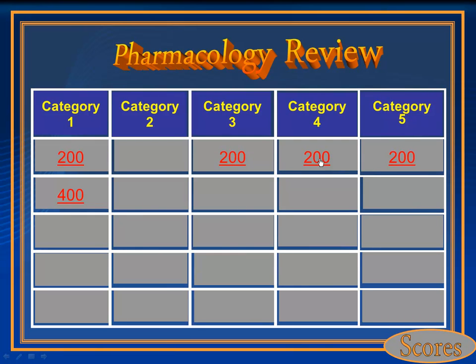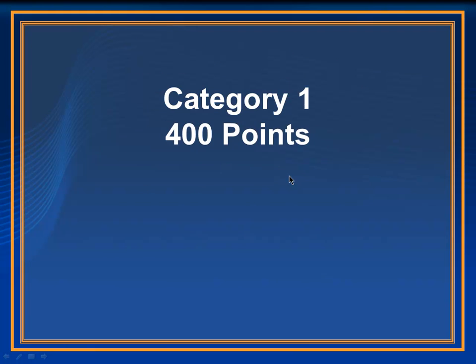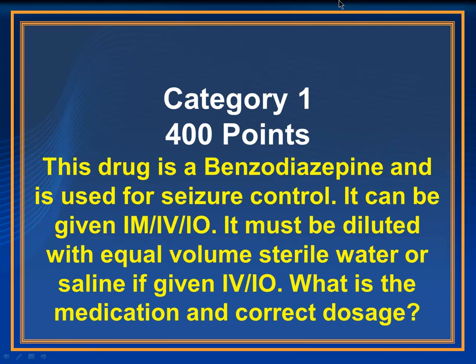Number 6. This drug is a benzodiazepine and is used for seizure control. It can be given IM, IV, or IO. It must be diluted with equal volume sterile water or saline. Let's talk about sterile water for just a second. Who do you give sterile water to? Infants are the only ones that will get something mixed with sterile water.